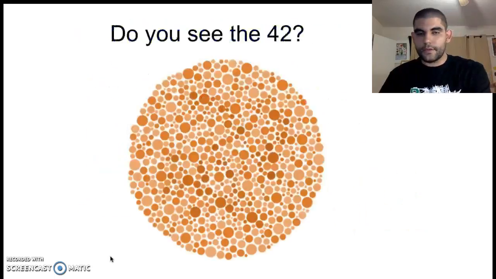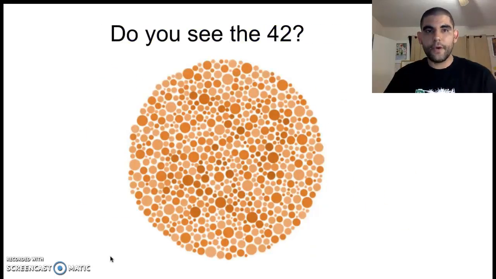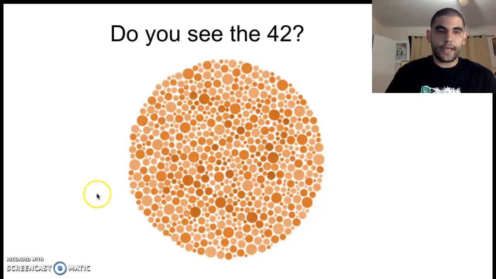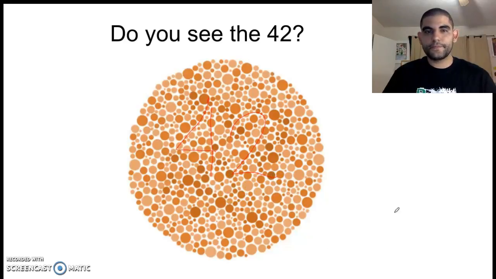Okay, so keep going. Now, this is just an example. This is a very, very good example of color blindness. Do you see the number 42? If you were not colorblind, you should be able to see that number 42 right here. Now, if you don't see that number 42, that means that obviously you are colorblind. Okay, I'm messing with you guys. There's no number 42 in here.